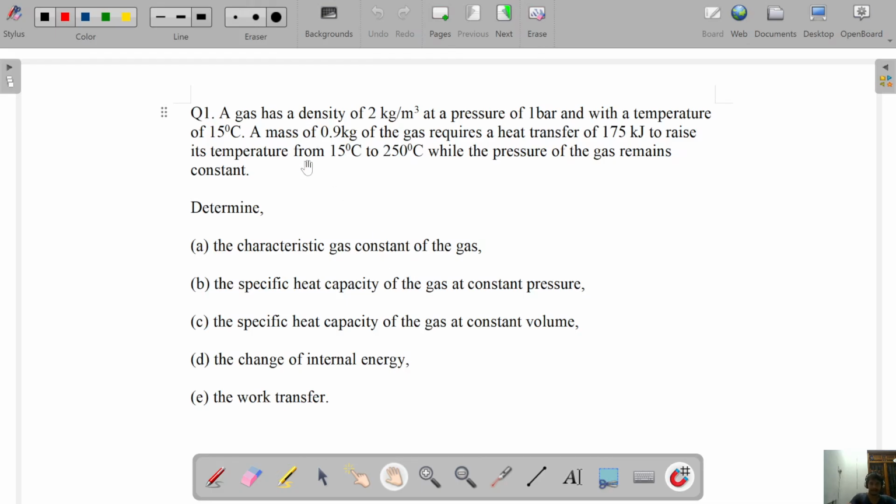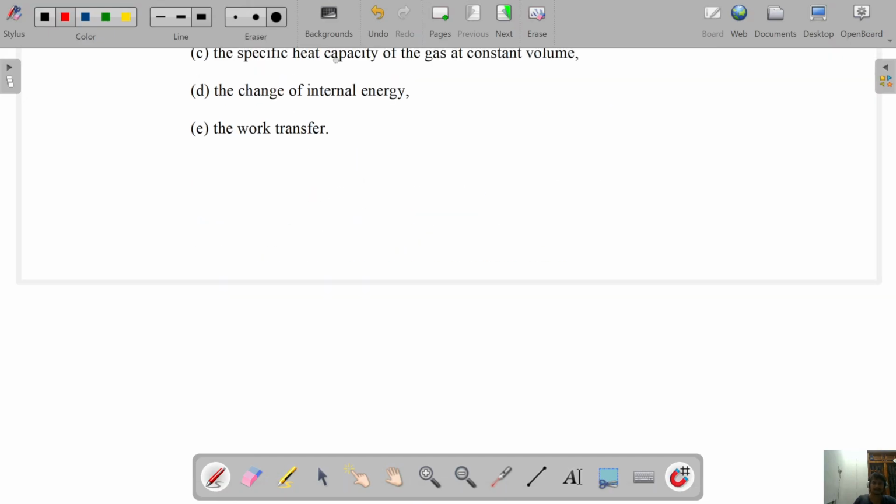Let's read the question again. A gas has a density of 2 kilogram meter minus 3 at a pressure of 1 bar and with a temperature of 15 degrees Celsius. A mass of 0.9 kilogram of the gas requires a heat transfer of 175 kilojoule to raise its temperature from 15 degrees Celsius to 250 degrees Celsius while the pressure of the gas remains constant. Let's move to the question.